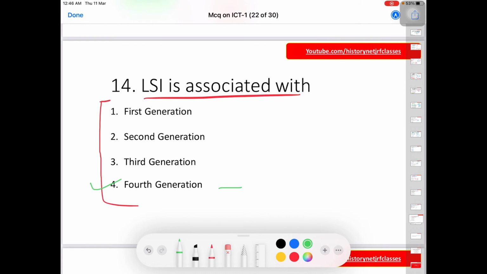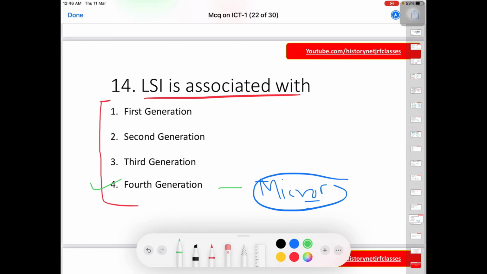Now why fourth? Because under the fourth generation there is use of the microprocessor, and this microprocessor uses the technology of LSI. That is, there is large scale integration of what? Chips, capacitors, resistors and other requirements. Okay, so we will look into it in more detail.